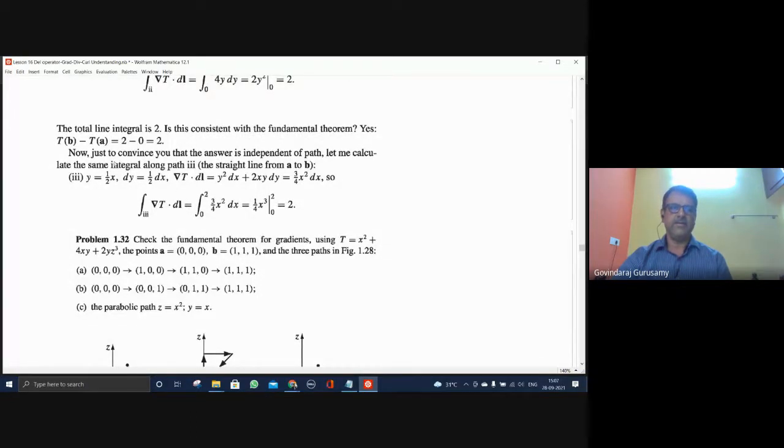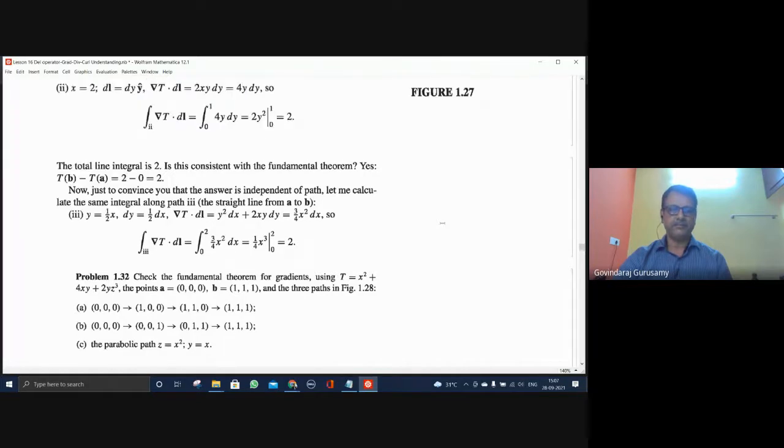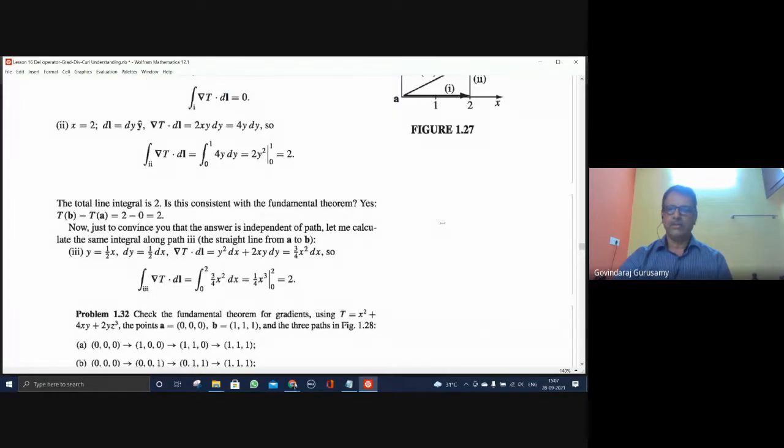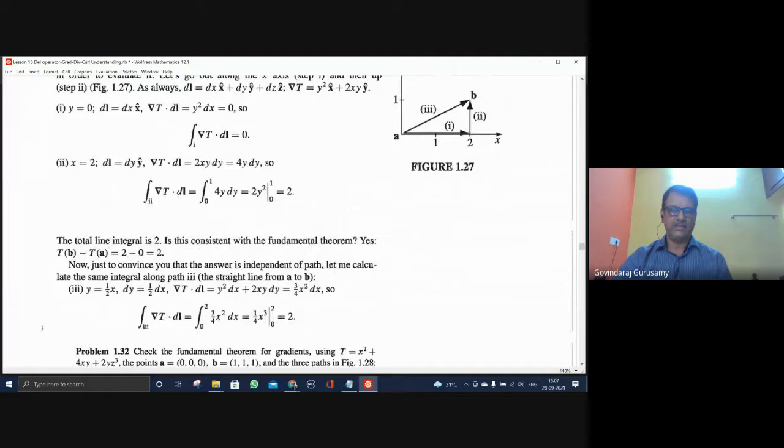Now, just to convince you that the answer is independent of the path, let me calculate this same integral along path 3, the straight line from A to B. So this line is y equal to half x. You can find out the equation for this: y is equal to half x. Find out dy. Then you know what del T dot dl is.